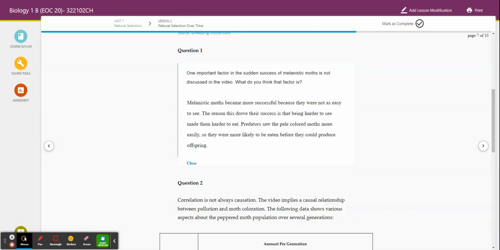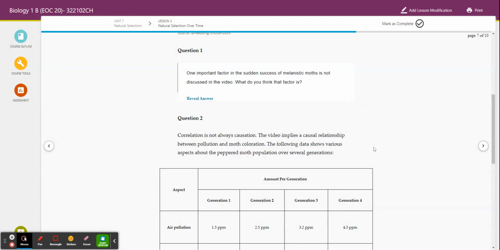Melanistic moths became more successful because they were not as easy to see. The reason this drove their success is that being harder to see made them harder to eat. Predators saw the pale-colored moths more easily, so they were more likely to be eaten before they could produce offspring.